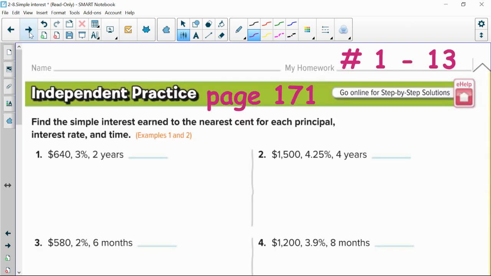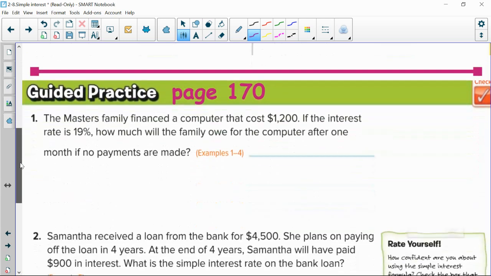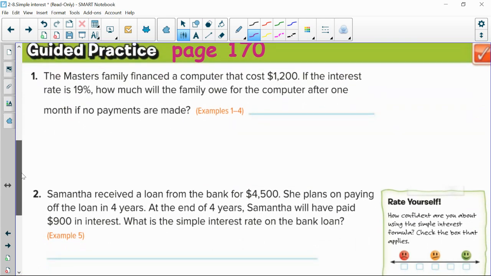Alrighty, so you do have some homework on page 171. Here is a guided practice before that. If you want to pause this, come back and see if you get the same answers as I do.